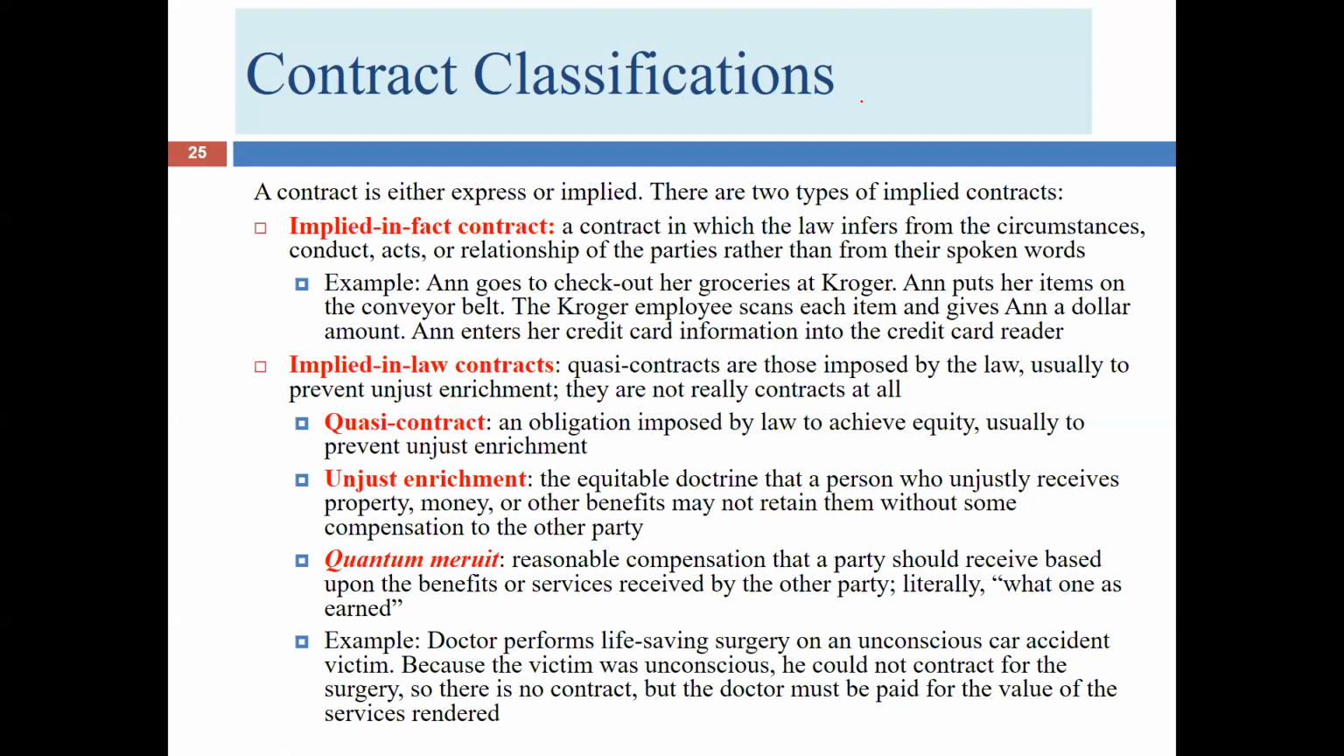Let's consider the situation of when you're buying groceries. So we have Anne here. Anne has her cart full of groceries. She pulls up her cart to the conveyor belt in the front, and she puts her items on the conveyor belt.